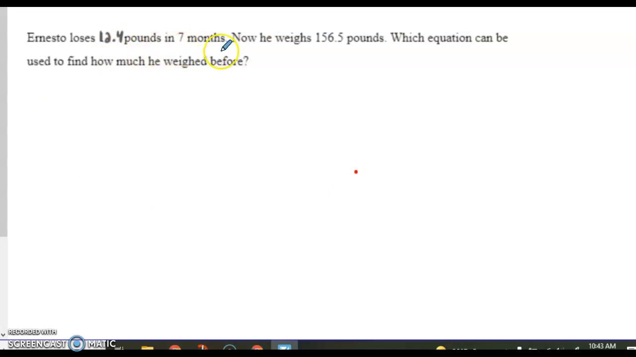Ernesto loses 12.4 pounds in 7 months. Now he weighs 156.5 pounds. Which equation can be used to find out how much he weighed before?